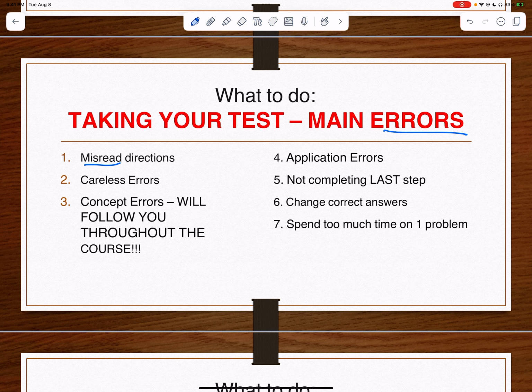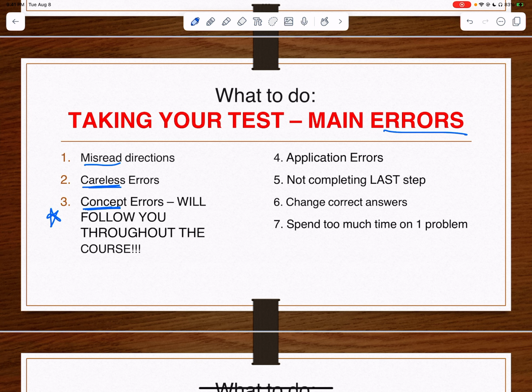The next thing is just careless errors. You know, 2 times 2 is 12 or something. Just careless mistakes. The next ones are called concept errors. Okay, so concept errors are the ones we really, really want to catch.